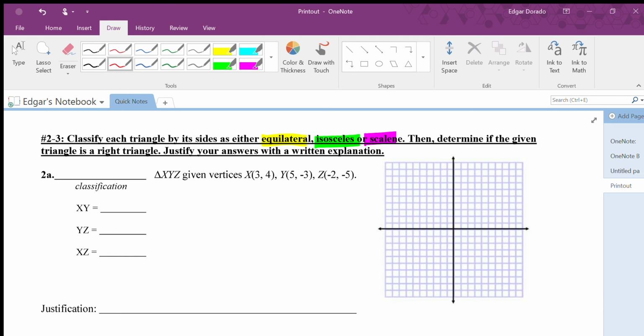So x is 3, 4. So right 3, up 4. And the coordinates here are 3, 4. Just like that. Okay. And then y is 5, -3. 5, -3. This is y. And then finally z is -2, -5. -2, -5. Right down there. So that's z is -2, -5. Now I can go ahead and connect.